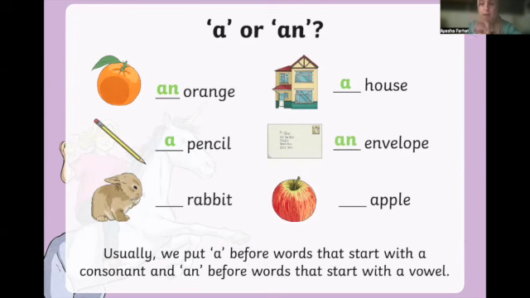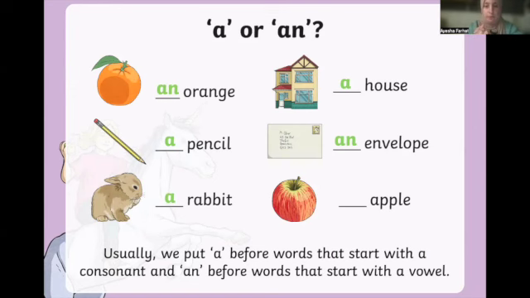Okay, now, see, once you start using the rules and getting used to using the rules, it gets a little bit easier. Okay, so let's look at rabbits. Let's see our vowels. A, E, I, O, U. R is not a vowel. So using our rule, I have to use A because R is a consonant, and rabbit starts with R. So I have to say a rabbit, not an rabbit. An rabbit won't make sense.